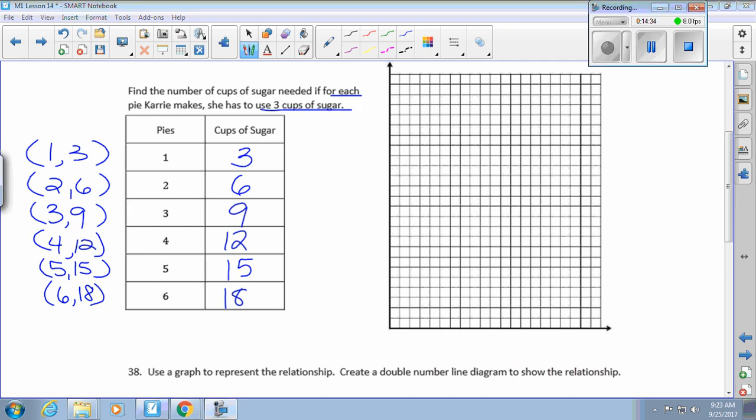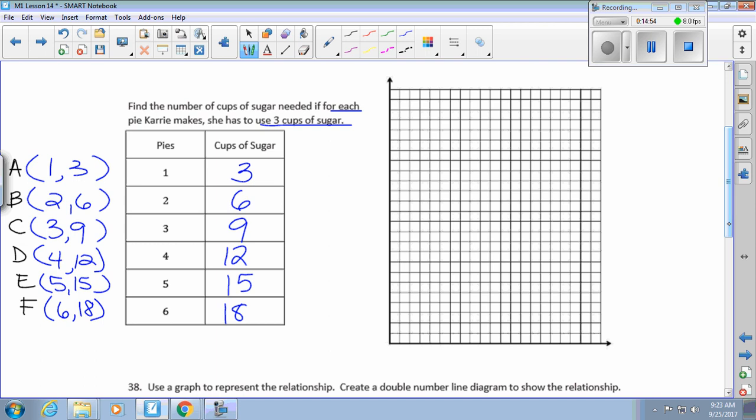We're also going to assign each of these ordered pairs a label. So we're going to call this A, B, C, D, E, and F, all caps. All right, now our next step is to come over here to our coordinate plane. They gave us quadrant 1, which we'll talk about later on in a different module, but this is just quadrant 1.